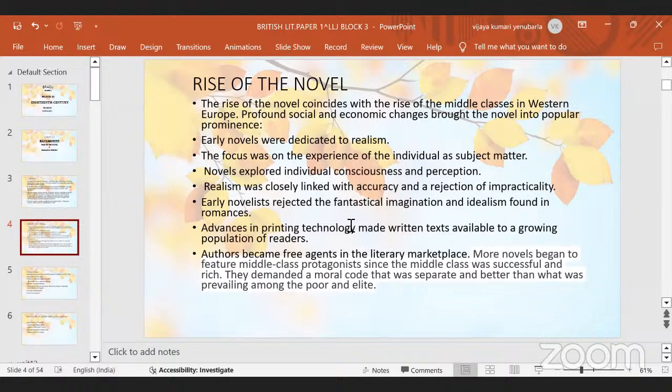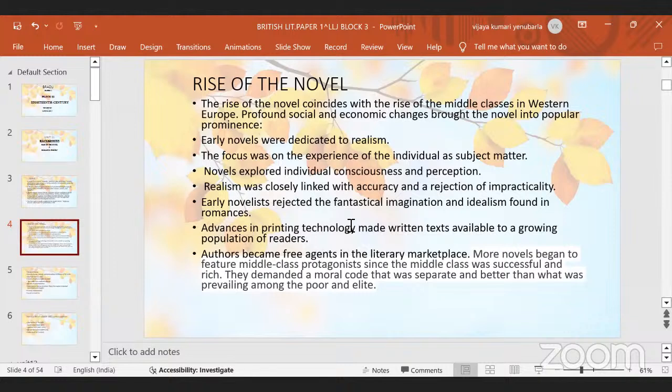So there were a few survivors and they started narrating their own experiences, what they had seen, how they observed, what was the trauma they faced and all that. So people started writing based on their experiences. So individual experiences mattered a lot because they caught the attention of the middle class. Not only the pandemic, they started writing the struggles and experiences faced by the people who wanted to establish themselves in society. Novels explored individual consciousness and perception.